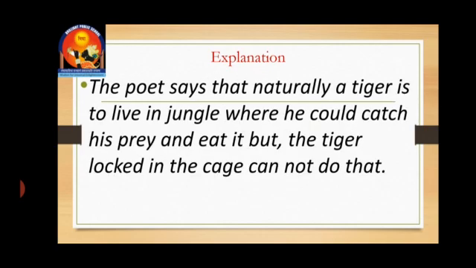The poet says that naturally a tiger is to live in the jungle. Exactly. All the wild animals, they are supposed to live in the jungle. So the tiger in the jungle is supposed to be living his natural life, where he could catch his prey and eat it. But now the tiger is locked in a cage and cannot do that. That means he cannot live his natural life.